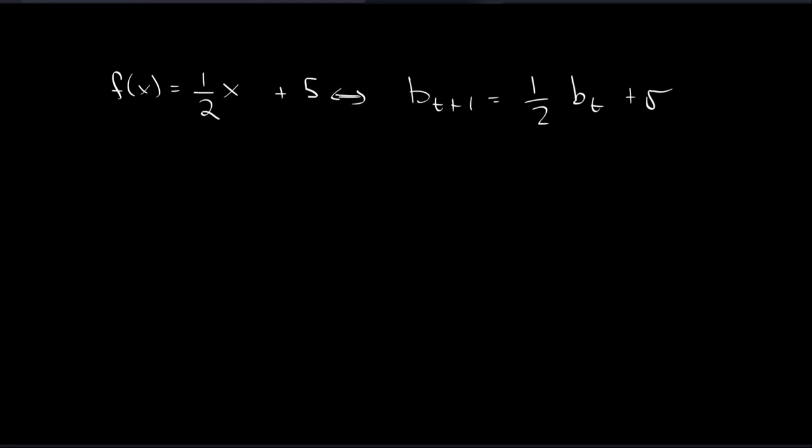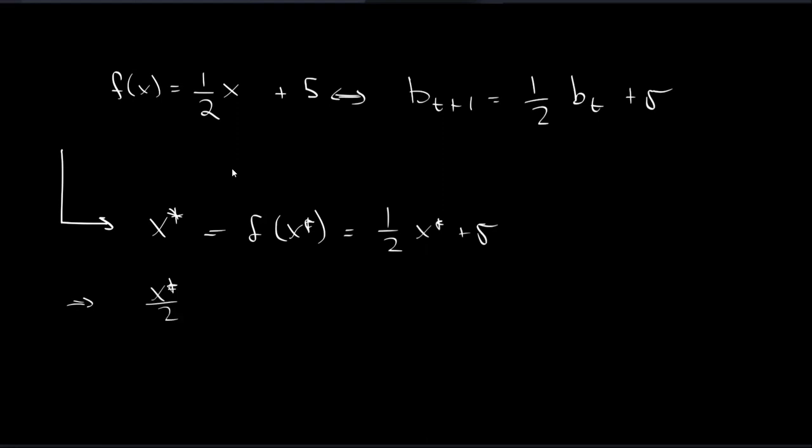Now, how do we find the equilibrium? Well, we put the equilibrium x star into f of x. What do we expect to get out? We expect to get out x star, because it's the equilibrium. So we get 1/2 x star plus 5 is equal to x star. How do we solve that? Move the half to the other side and you get x star over 2 is equal to 5. So x star is equal to 10. Okay, so that's the equilibrium.